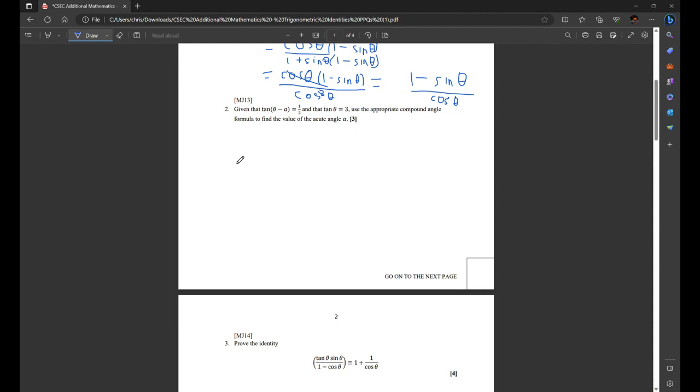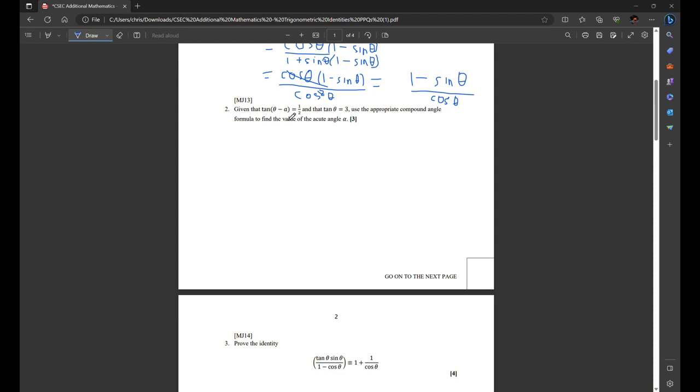So the information they've given us is that tan(theta minus A) is equal to 1/2, and tan theta itself has a value of 3. And they want us to use this to find the value of the acute angle A. Okay, so tan(theta minus A).